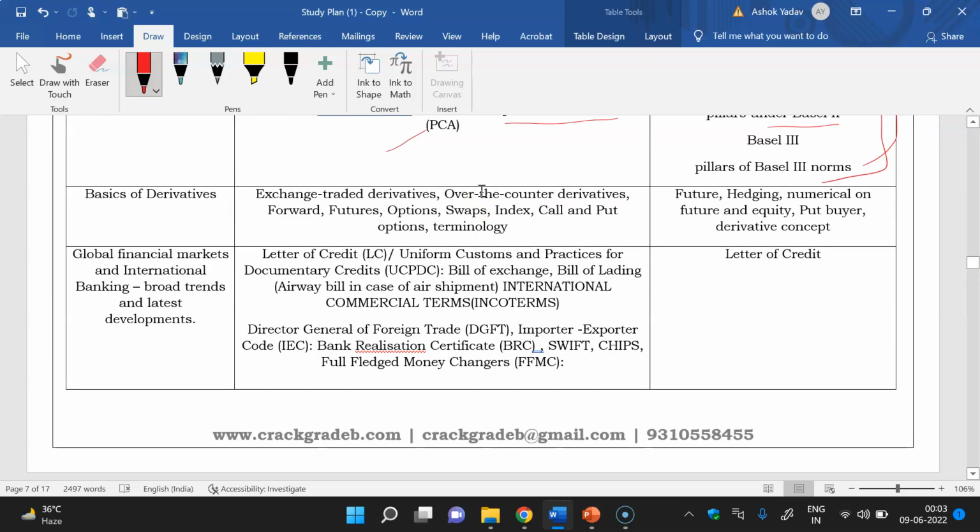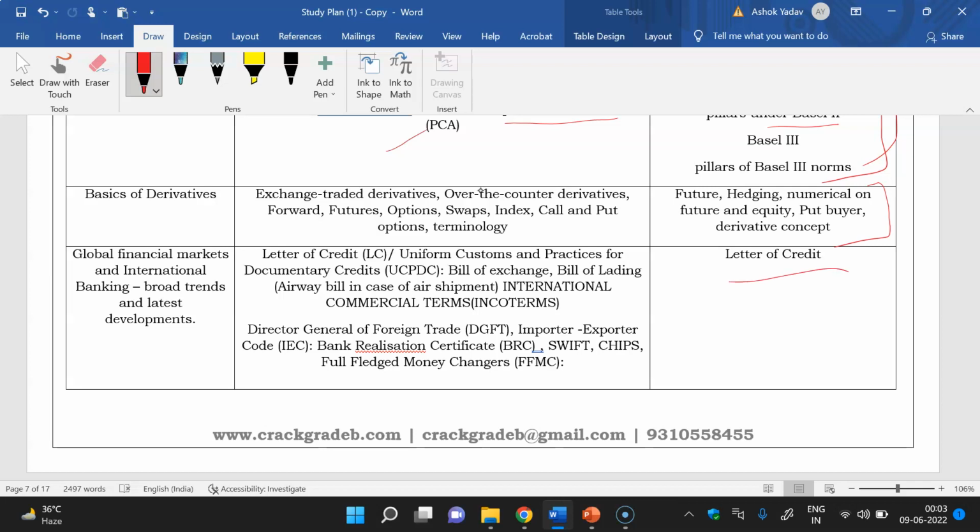In derivatives, you must know the basics. You can read what a call option is, what a put option is, what a derivative is, and what forwards and futures are. If you are able to cover the basic concepts, you can easily attempt the questions.